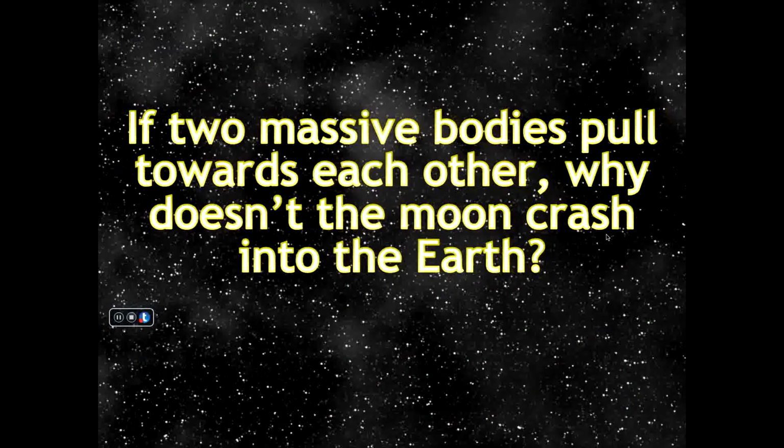Now, let's consider that we have two massive bodies pulling on each other. So, for instance, we have the Moon and the Earth. They are orbiting each other, actually mostly the Moon orbiting the Earth, but they are orbiting the center of gravity of the system, which is inside the Earth. And why, if they're pulling on each other, do they not crash into each other?